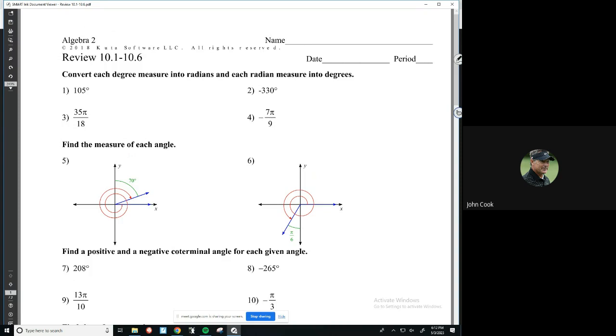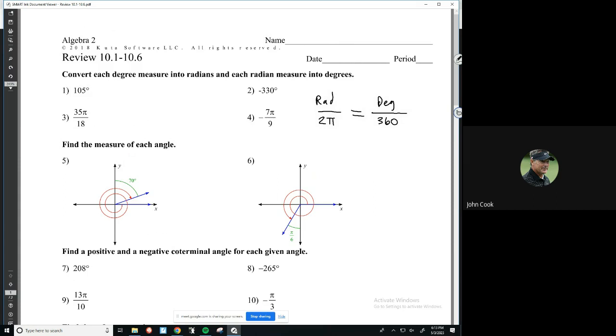Convert each degree measurement into radians and radians into degrees. The way I wrote that up last time was as a ratio equal to another ratio, in other words, a proportion. Here's how it would work. If you have the radian value and you divide it by 2 pi, that'll be equal to the degree value divided by 360. Then you can just solve from there.